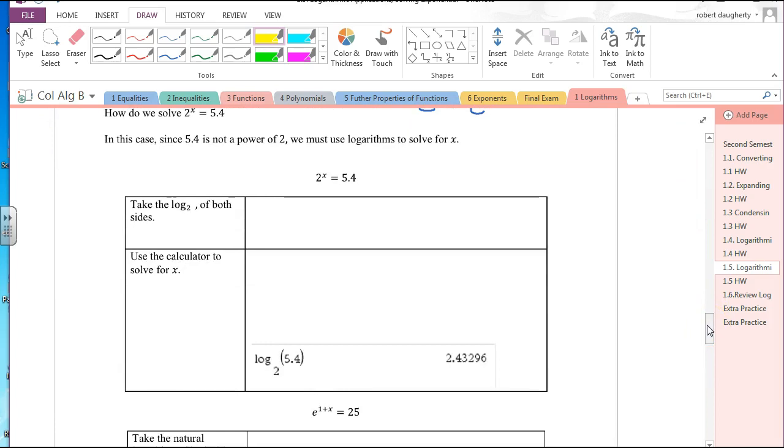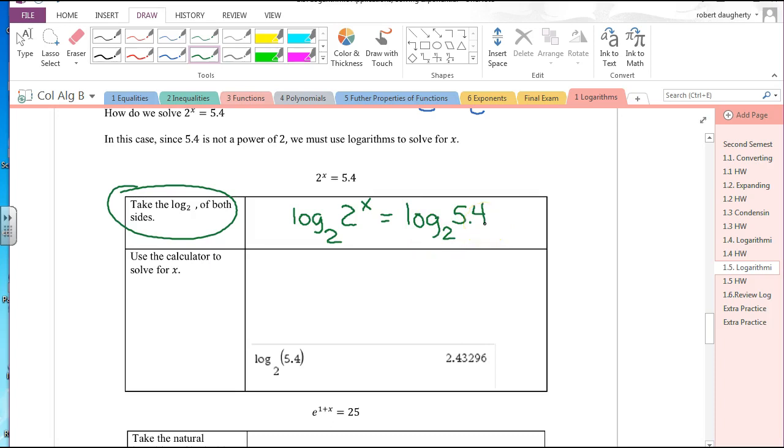I want to solve 2 to the x equal 5.4. What I'm going to do is take the log base 2 of both sides. So let's do that. On the left side, I will have the log base 2 of 2 to the x, and on the right side, I will have log base 2 of 5.4.